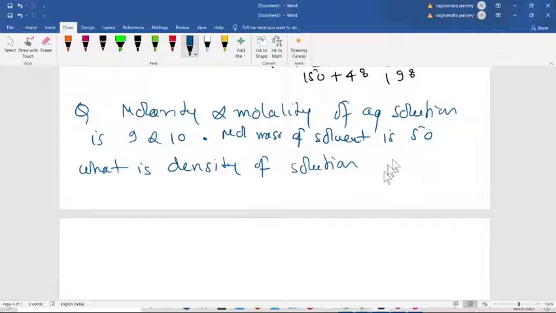Okay, so sorry, it is the molar mass of the solute they have given. Molar mass of solute, that is 50 gram. So take it as solute, okay, not as solvent.